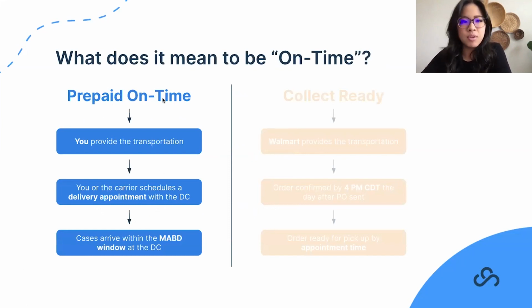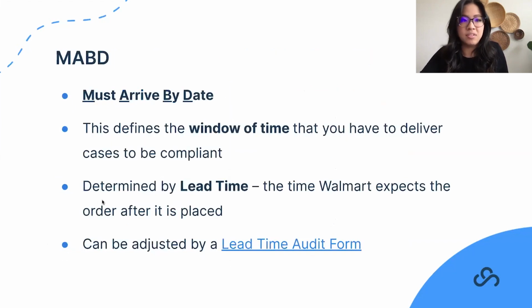I mentioned this at a high level earlier. There's a difference between being a prepaid supplier and being a collect supplier. And we'll talk through each part of that. So if you are a prepaid on-time supplier, as I mentioned earlier, you are responsible for providing the transportation to Walmart. So usually these are the teams that are working with carriers to say, hey, make sure that it gets to the Walmart DC by X date and X time. You or the carrier schedules the delivery appointment with the DC. And then again, cases are expected to arrive within the MABD window at the DC.